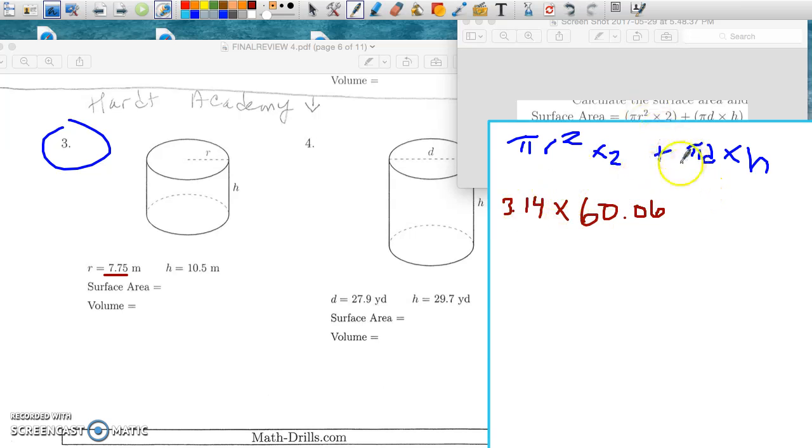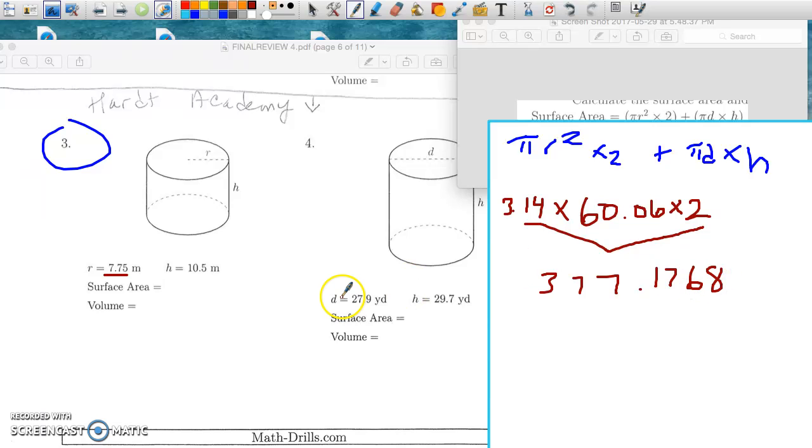Okay, so remember you can round. And then it says times 2, right? And then I'm going to add it with this part. But first, let me go ahead and do the multiplication of this, and then I'll go back and pick up this part. So I shall do the multiplication of that. So it's 3.14 times 60.06 times 2. That amount gives me 377.1768. Okay? I could basically leave this.